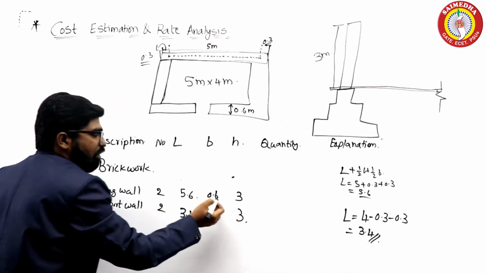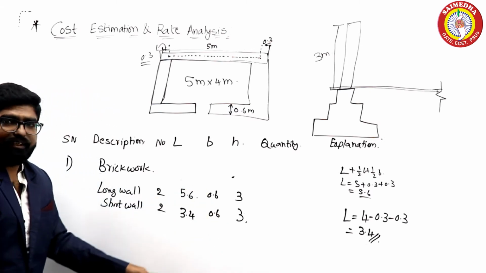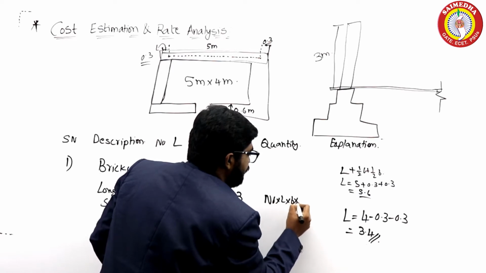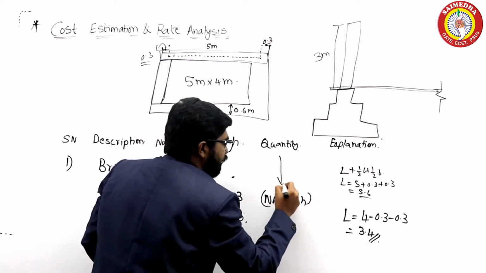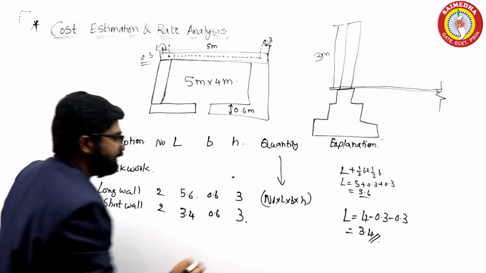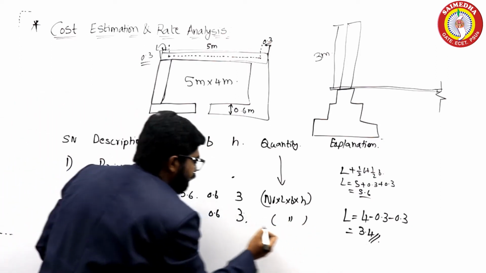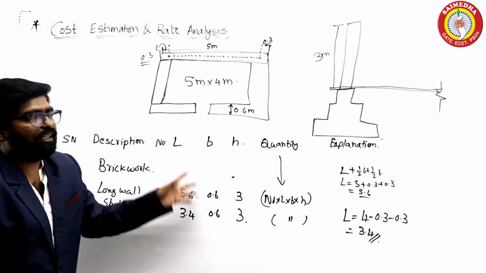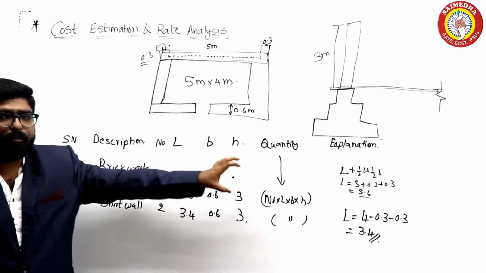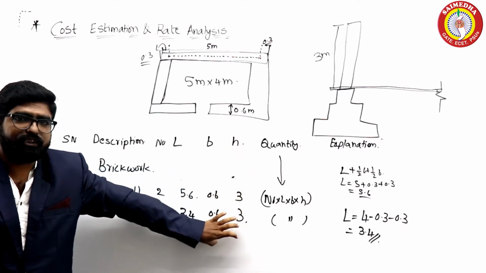If I multiply all these values, number into length into breadth into height gives me the quantity of the brick wall of the long wall, and the quantity of the short wall has the same formula. Multiply these values and you will get the volume of brickwork in the long wall and short wall.